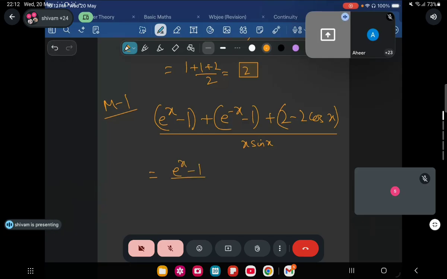e to the power x minus 1 by x square plus e to the power minus x minus 1 by x square. Actually, these two are causing another problem. This is becoming complicated. Something else. Tell me, something else.